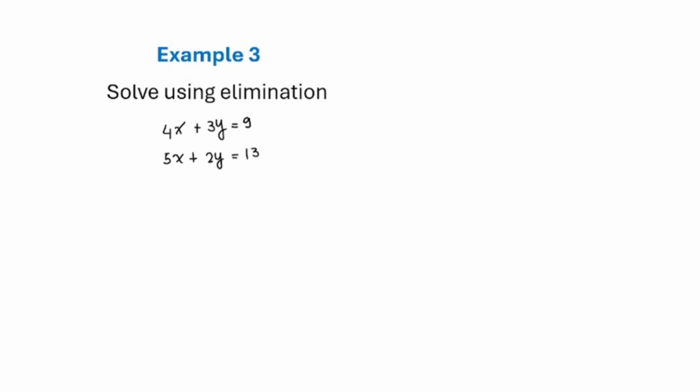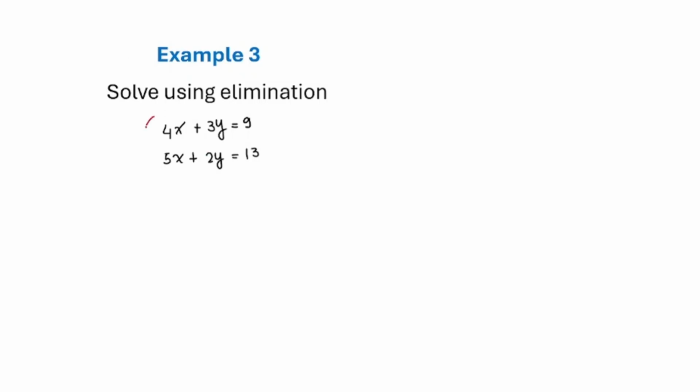Here, we need to decide which variable we want to eliminate. We could choose either x or y. Usually, we choose the variable with the smaller coefficients so that we can work with smaller numbers. In this case, we will eliminate y. The coefficients of y are 3 and 2. So we want both y terms to become 6y but with opposite signs.